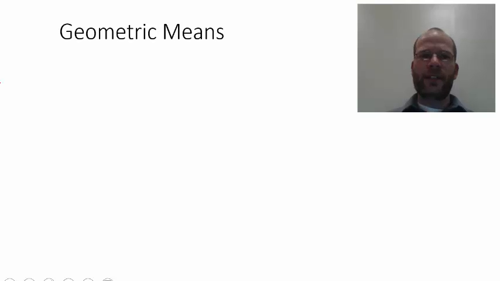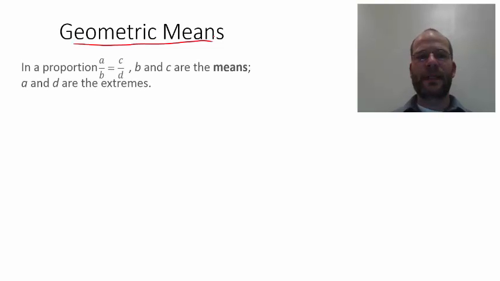We need to take a quick detour and talk about geometric means. You may have already discussed those in a prior lesson. What is a geometric mean? In a proportion, A over B equals C over D, B and C are the means. They are the means. A and D are referred to as the extremes.